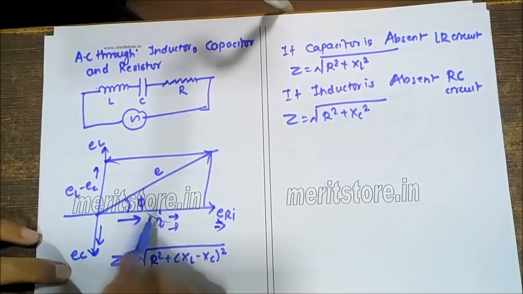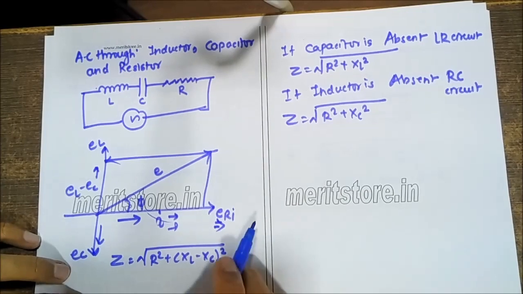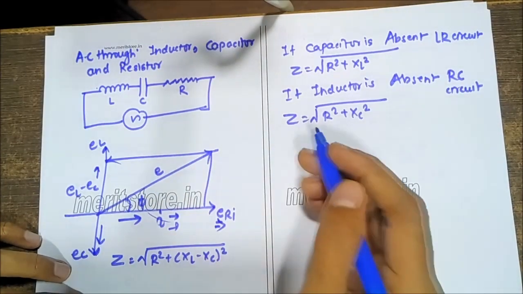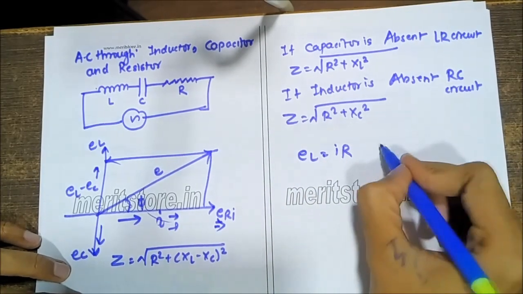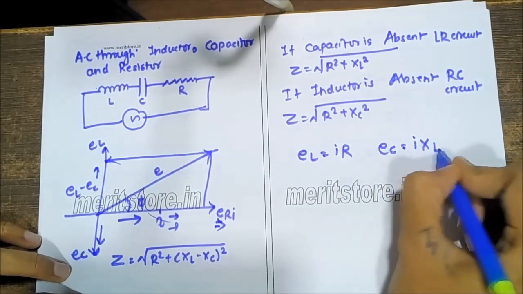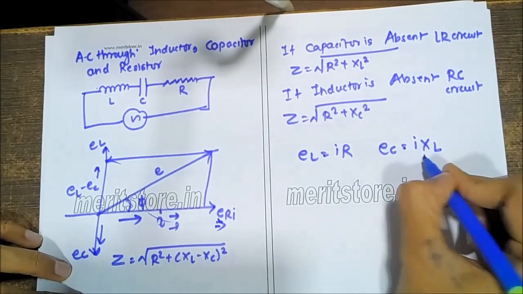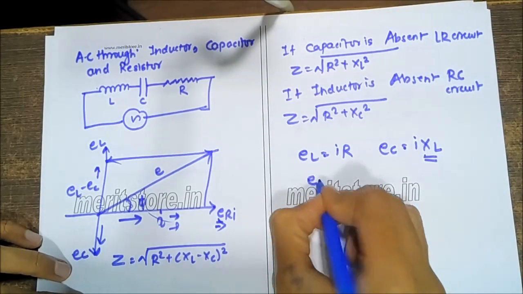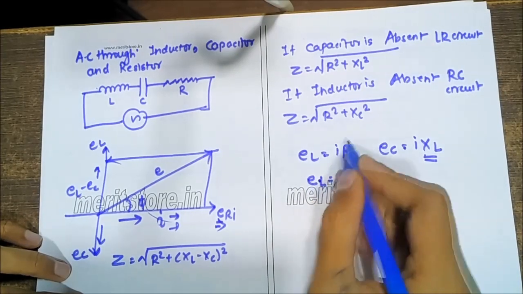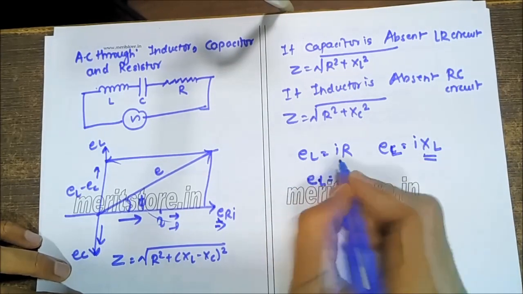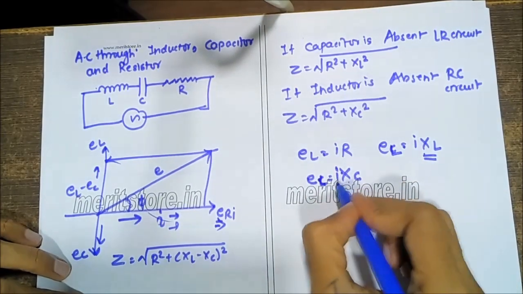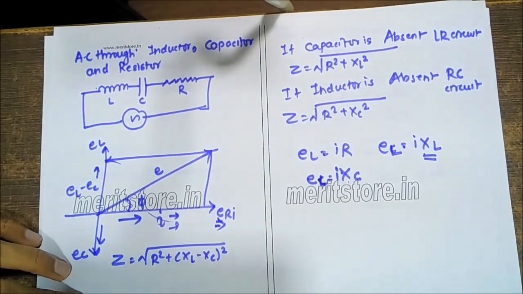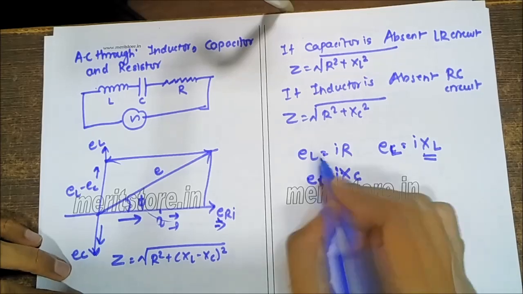After solving this, we take the voltages across the components, EL, EC and ER. We know that ER = IR, EL = IXL, where XL is the inductive reactance, and EC = IXC, where XC is the capacitive reactance, and I is the current. So we have these equations.